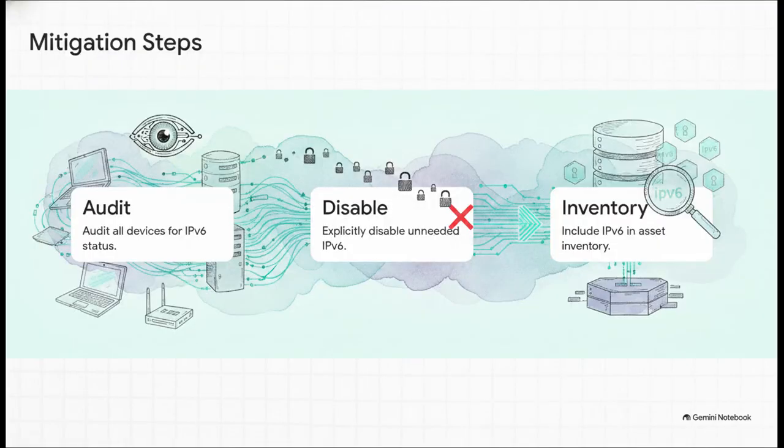So how do we mitigate this unseen threat? You've got to be proactive and follow these 3 precise steps. Step 1. Audit all devices for their IPv6 status. Seriously, do not just assume it's disabled. Step 2. Explicitly disable IPv6 on interfaces where it is genuinely not needed. And step 3. Include IPv6 addresses in your asset inventory and monitoring tooling immediately. You literally cannot protect an asset if you don't even know it exists.